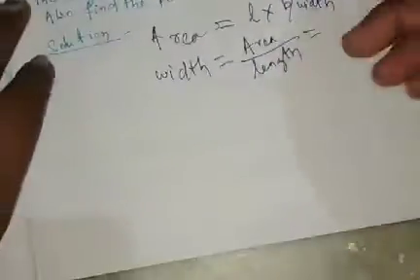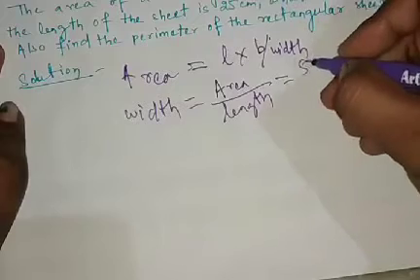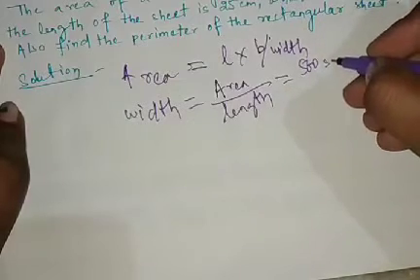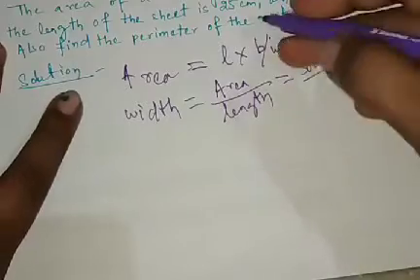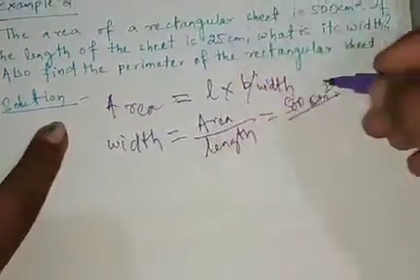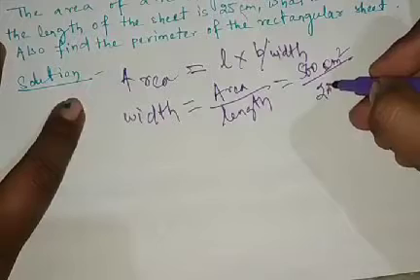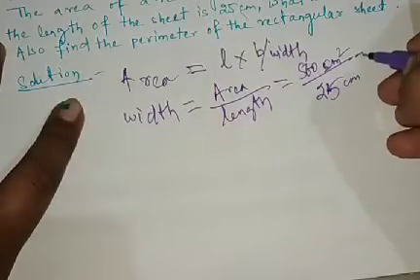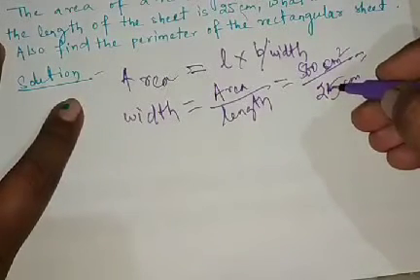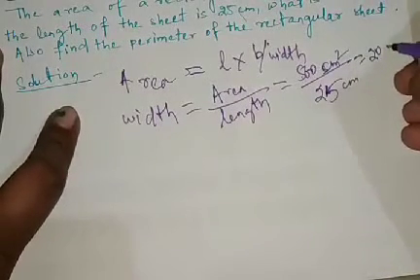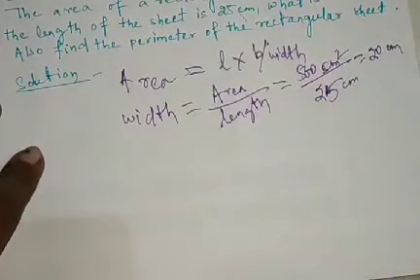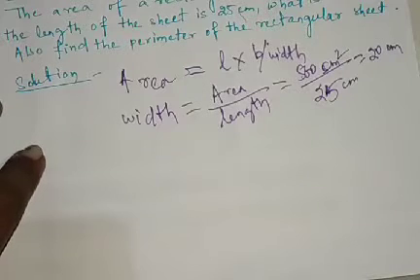500 square centimeter. So you can write 500 square centimeter by your length is how much? 25 centimeter. Write down 25 centimeter. So what you will get? You will get 20 centimeter. So you have found out the width. Next we will find out perimeter.